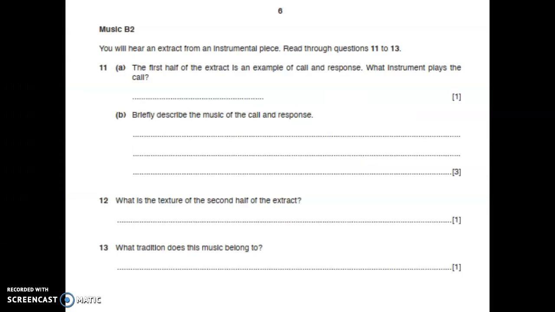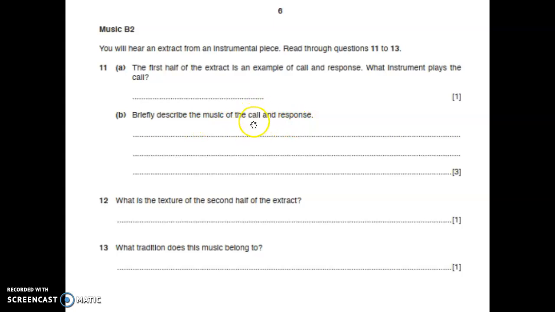Now let's look at the music of B2. You will then extract from an instrumental piece, and let's read through the questions. The first half of the extract is an example of call and response. What instrument plays the call? So that is the solo instrument there. Briefly describe the music of the call and response.